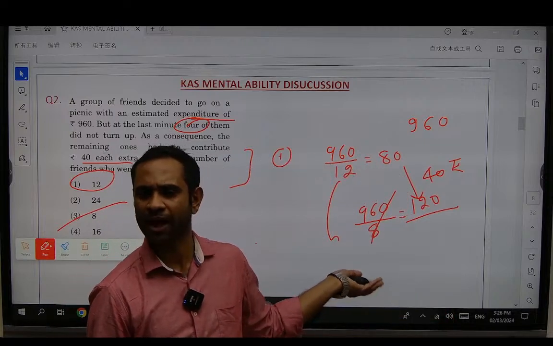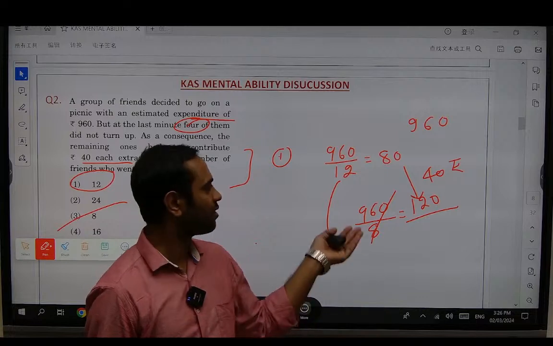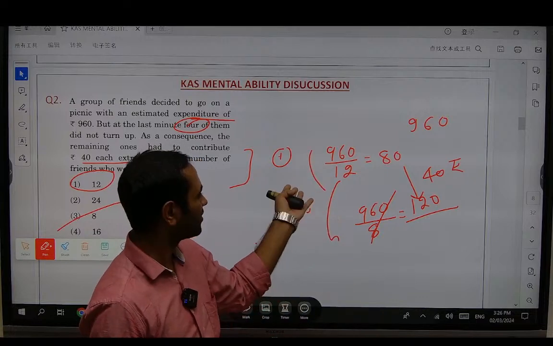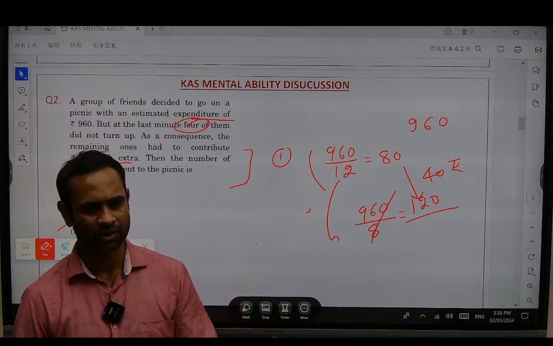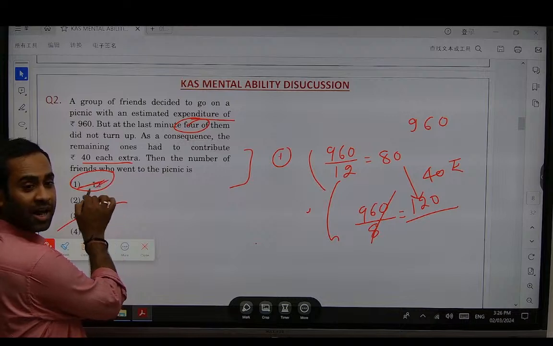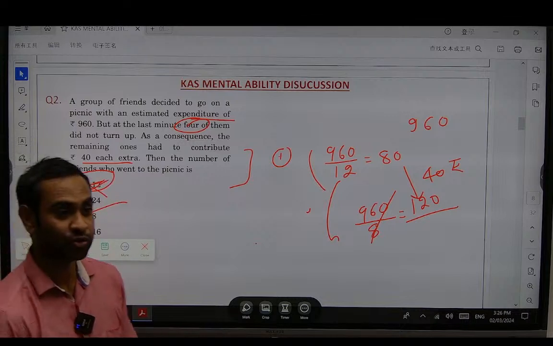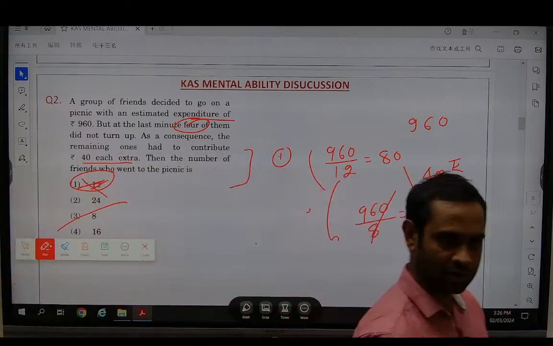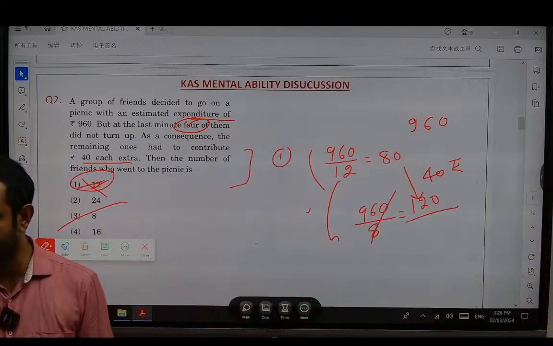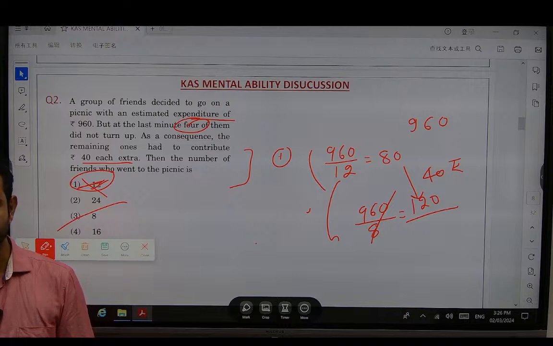That's all done. So in this question, what mathematics is required? There is no maths required here. You just have to do this second class, or not even second class, first class division. That's all you have to understand. But the only mistake we make is in marking the first option, because see, 12 is the total people, out of that 8 went, and that's the reason they gave 40 extra. Is it clear for everyone? Right?